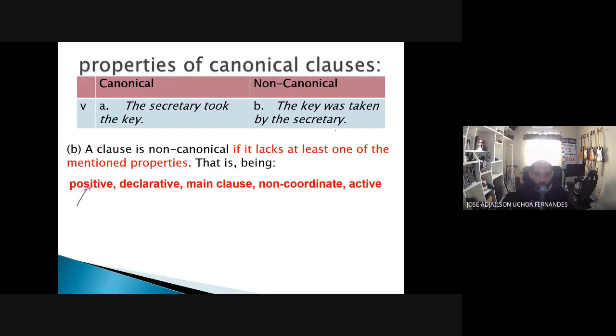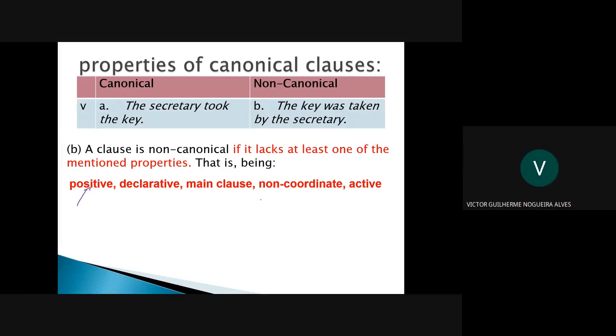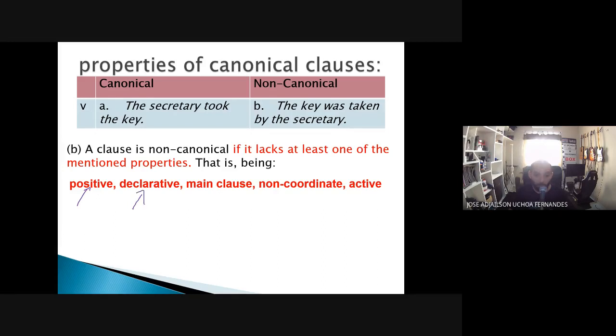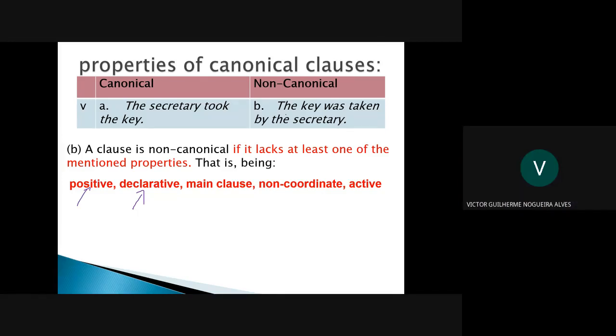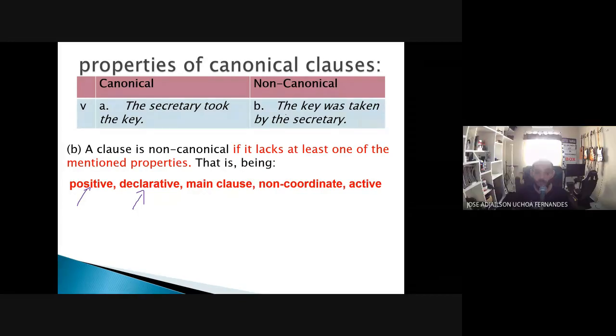Is it positive? Being positive means not having a "not." Yes, it is. Is it declarative? Like providing information? Does it declare something? Like the earth is round. Yeah, it does. Declarative is like the language for definitions. Is it the main clause? The key was taken by the secretary. Well, it's only one clause. So, of course, it's main. If there is only one, it is the main clause.